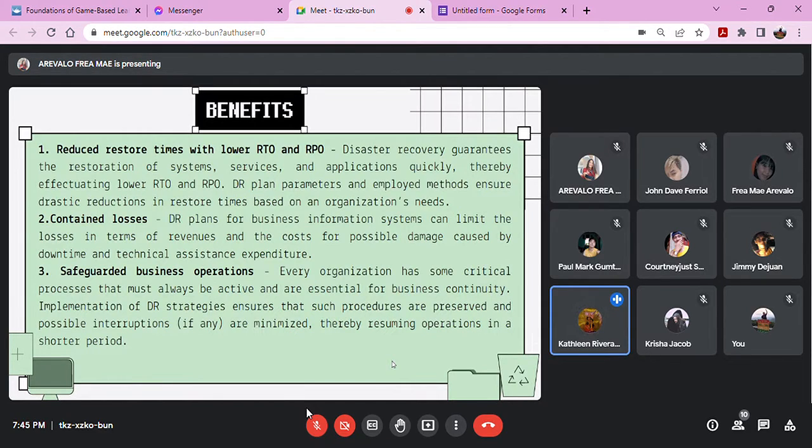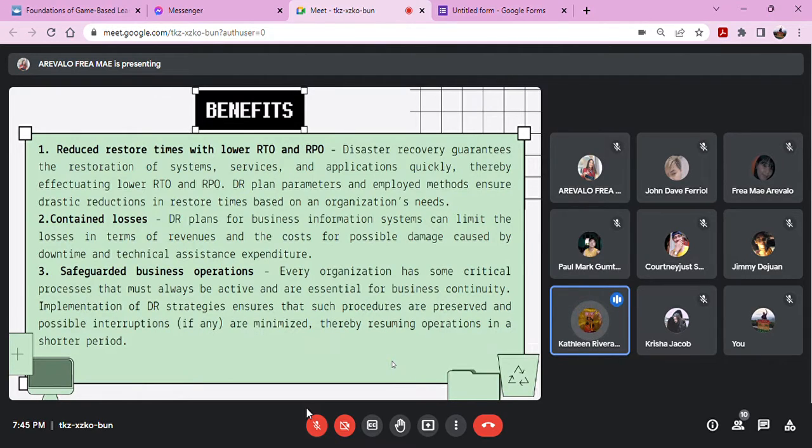Benefits. Number one, reduces restore times with lower RTO and RPO. Disaster recovery guarantees the restoration of systems, services, and applications quickly, thereby effectuating lower RTO and RPO. The planned parameters and employed methods ensure drastic reductions in restore times based on an organization's needs. Number two, contain losses.